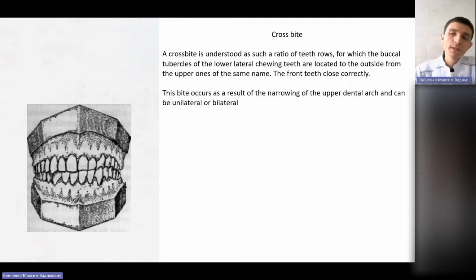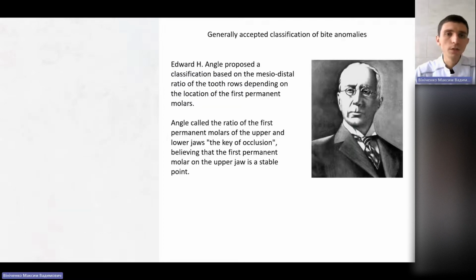So we could call this a functional crossbite. A skeletal crossbite is when the patient doesn't have these bad habits, but from birth has an error, so there is a skeletal crossbite. As you understand, it is better to work with a functional crossbite. It is easier to treat. Okay, and now we'll talk about the classification.